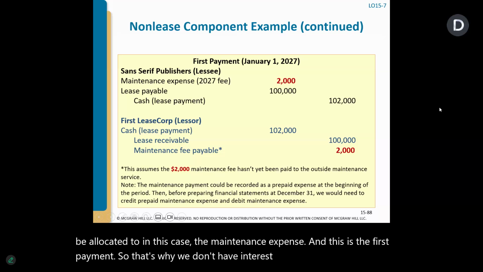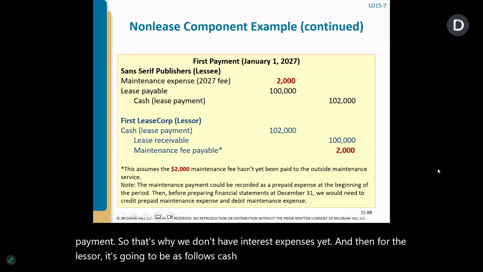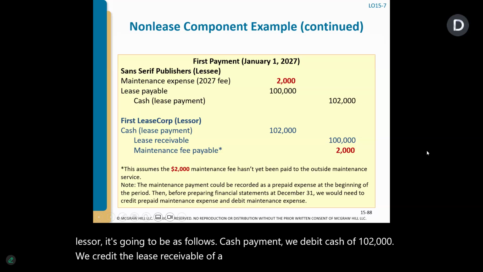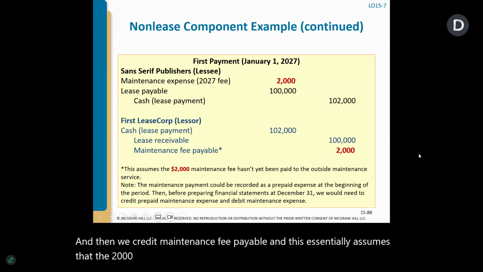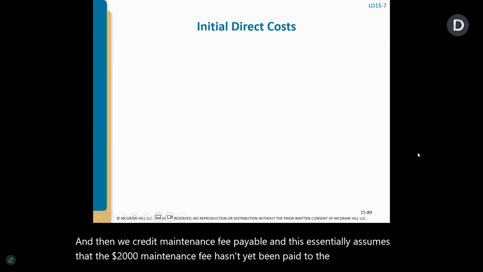And then for the lessor, it's going to be as follows. Cash payment, we debit cash of $102,000. We credit the lease receivable of $100,000 because we received payment. And then we credit maintenance fee payable. And this essentially assumes that the $2,000 maintenance fee hasn't yet been paid to the outside maintenance service.